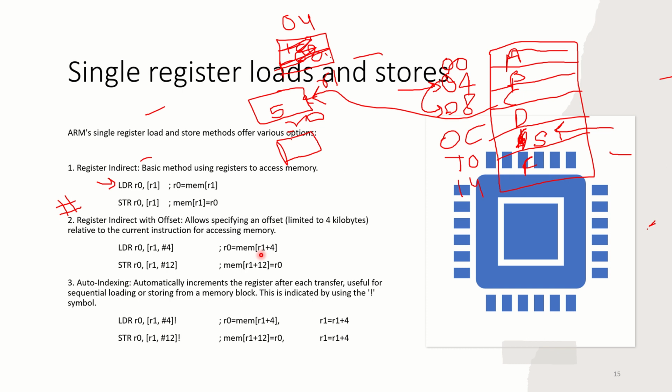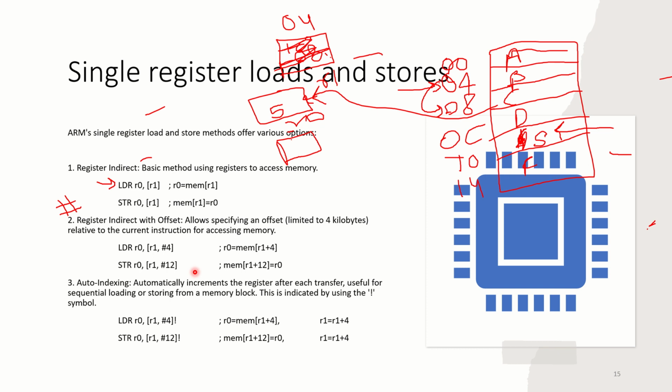Similarly, you can use this offset for STR also. STR R0, R1, #12 means the content of R0 is not going to be stored inside the 04 location. R1 is storing 04. We add 12, which means the location 10. So the content 5 is going to be stored here. R0 is going to be stored at R1 plus 12. So this is LDR and STR with offset.